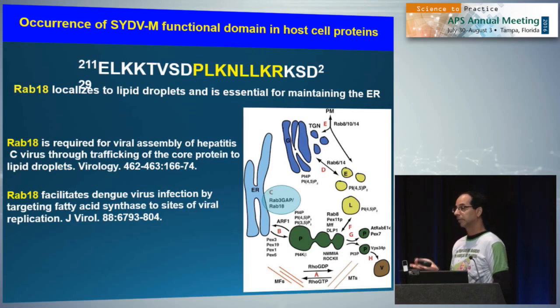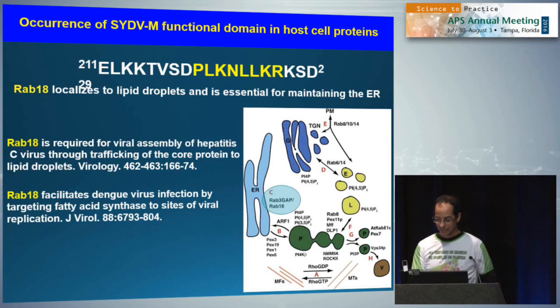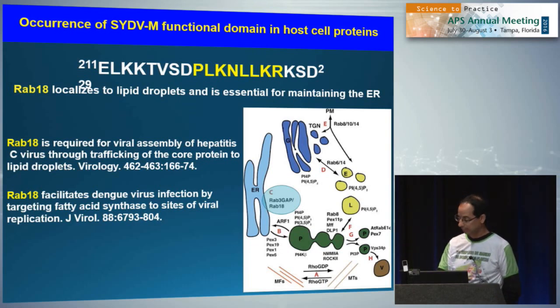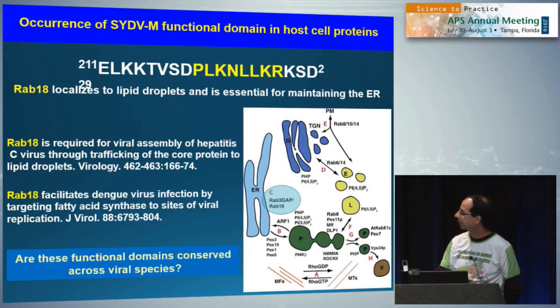This is a rhabdovirus. It needs lipids, but it needs lipids in the nucleus. Is the matrix protein involved in relocalizing Rab18 to the nucleus? That's something we're pursuing. But what's exciting is Rab18 is involved in the assembly of two other enveloped viruses, hepatitis C and dengue virus. So this is quite exciting and something we're pursuing at the moment.